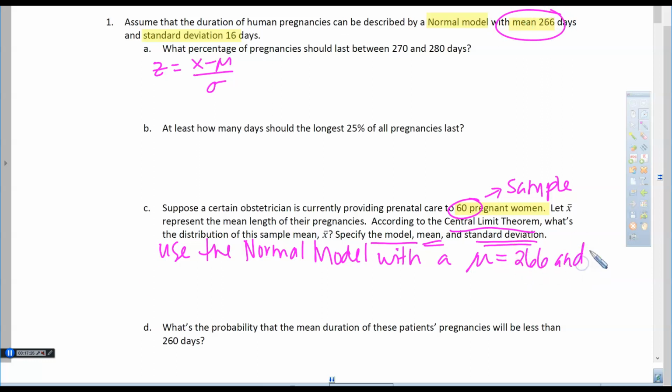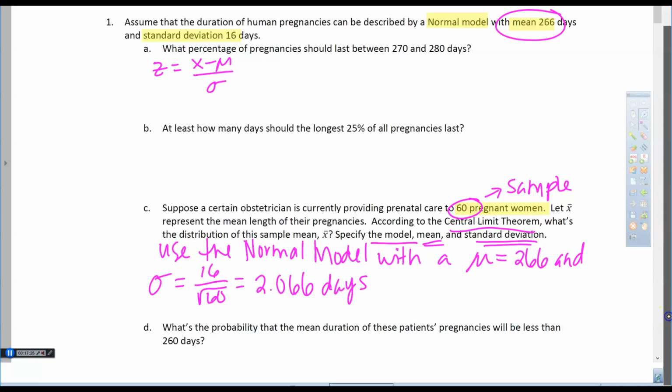With a mean, mu of x bar equals mu, which is up here, 266. And standard deviation would be the standard deviation over the square root of the sample size. So it would be 16 over the square root of 60. Let me calculate that really quick. And you should get 2.066 days, because we were talking about how long the pregnancy lasted.